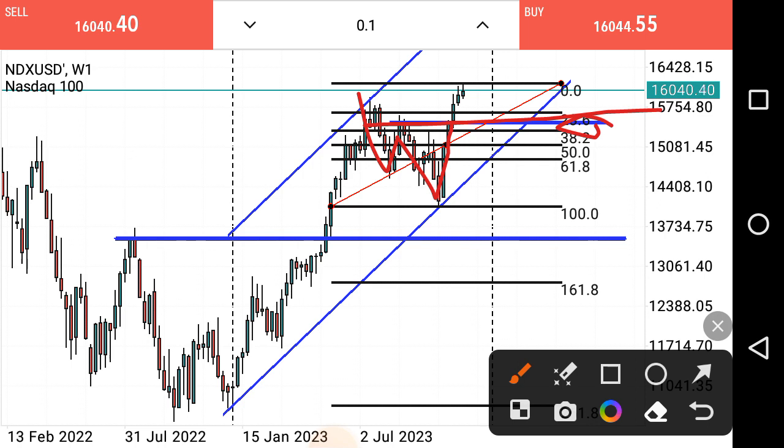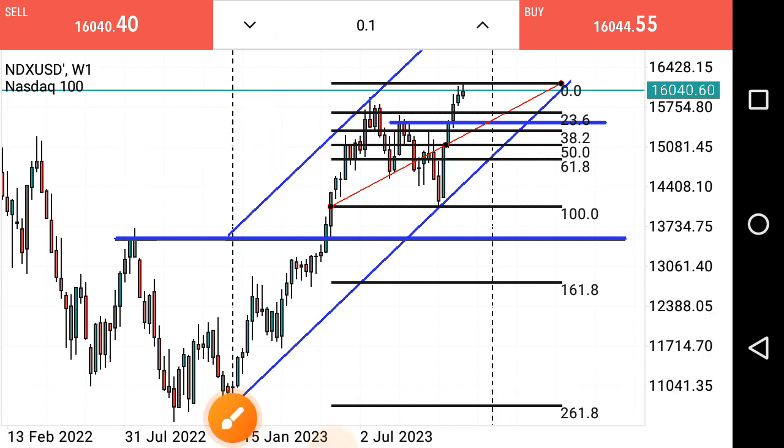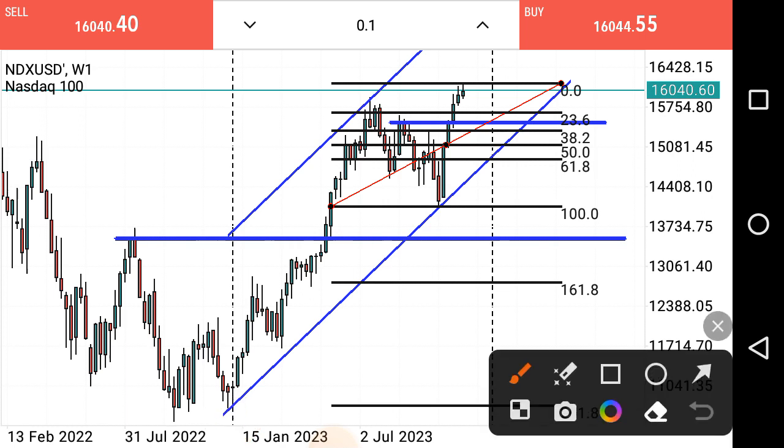Remember that necklines are areas and not so much lines. So if this is my W structure, my neckline is not necessarily that line, but rather a block that we have here. We want to see price come back to that block, and at that block is where we would look for potential buy opportunities. As I said, the neckline of this W structure aligns with the 23.6% Fibonacci retracement level.